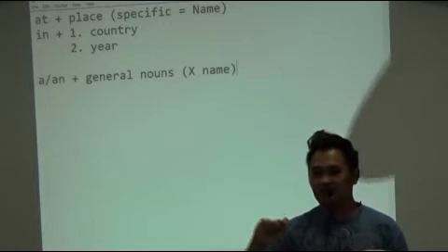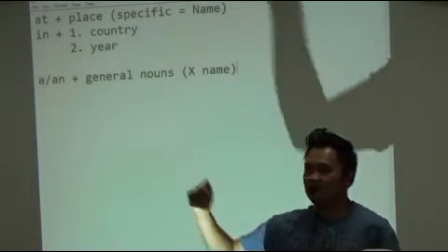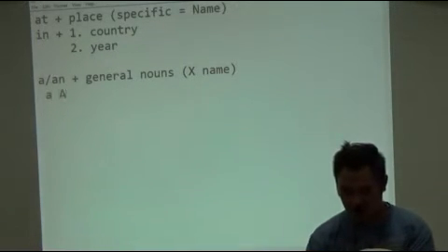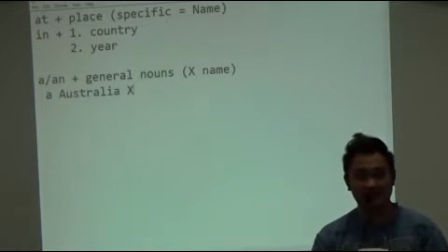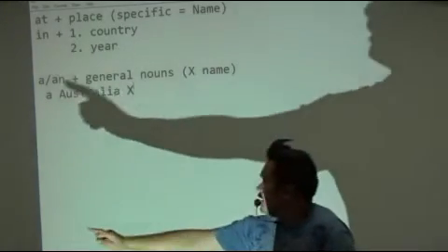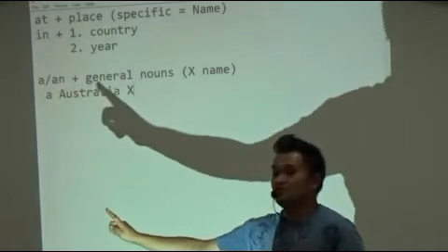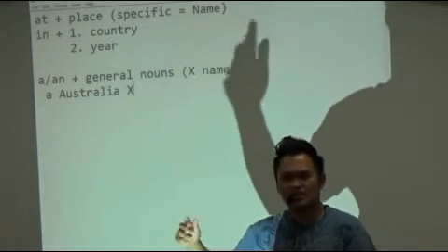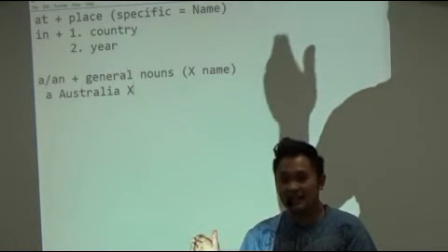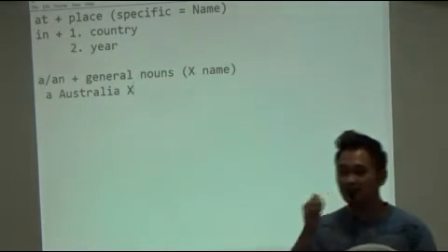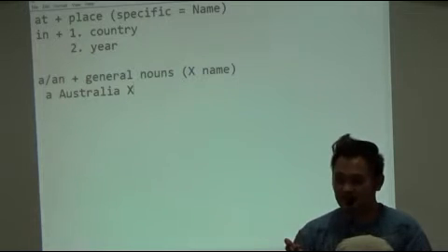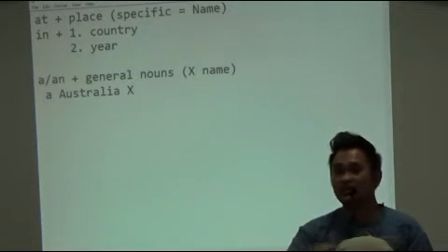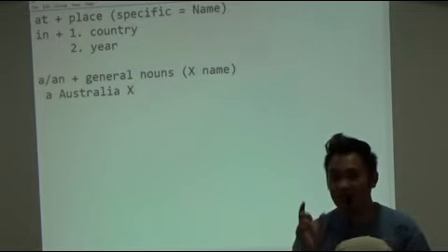"A," "Australia." Like this. "A, Australia." Very wrong, isn't it? Remember, "a," "an," general noun. What does general mean? Not name. Everybody say a table, a doctor, a nurse. Good. Always general noun. Never answer with a name.